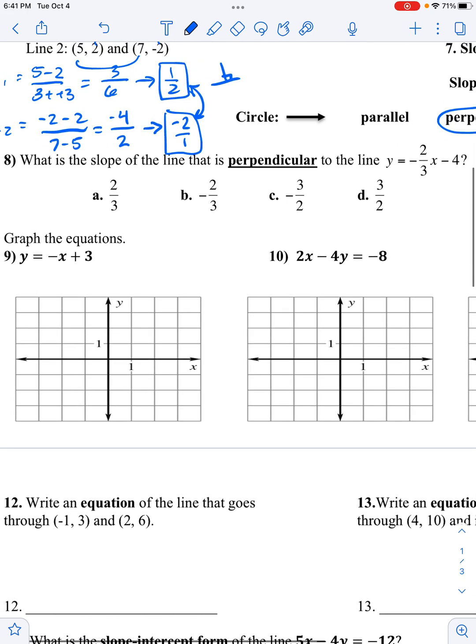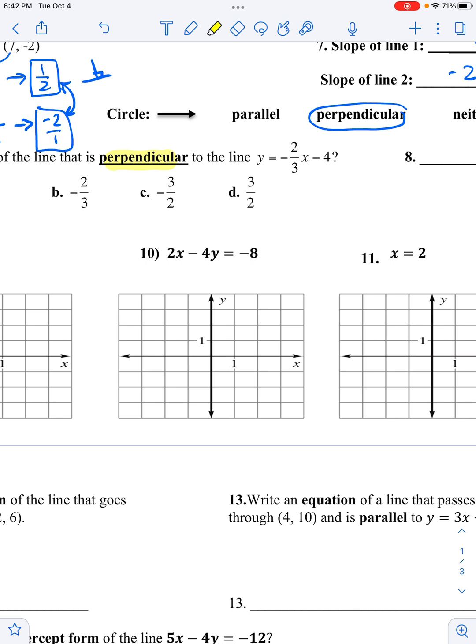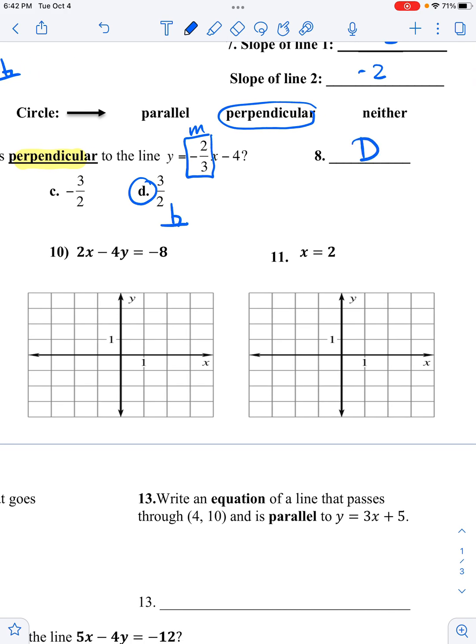Speaking of perpendicular, 8 says, what is the slope of a line perpendicular to this one? Well, the first thing you need to do is know where to look for your slope. This is in y equals mx plus b form, making this m, making that the slope. Perpendicular, it doesn't say parallel. If it said parallel, I would use negative 2/3 because that would make them parallel. But I need the opposite, so I need a positive, and I need it flipped over. So instead of 2 over 3, I need 3 over 2. So this one's going to be the one that makes them perpendicular, so I'll put D on the answer line.